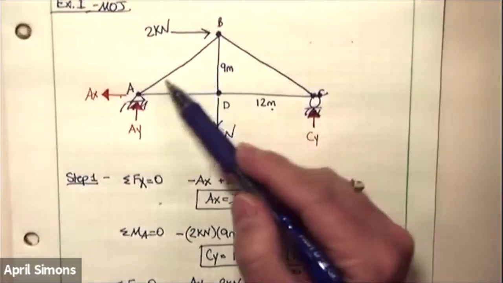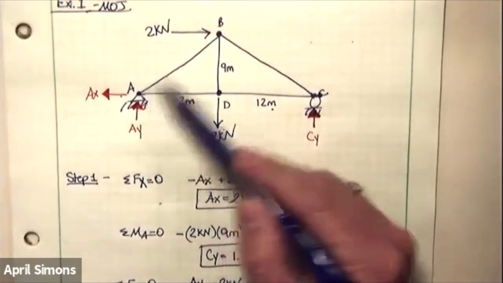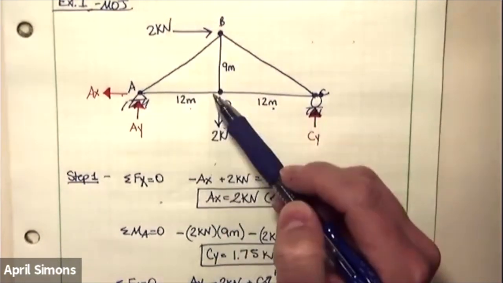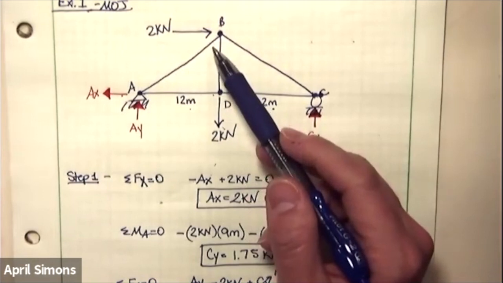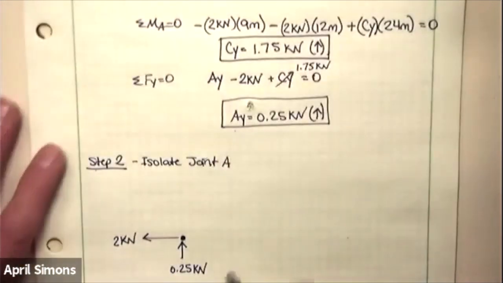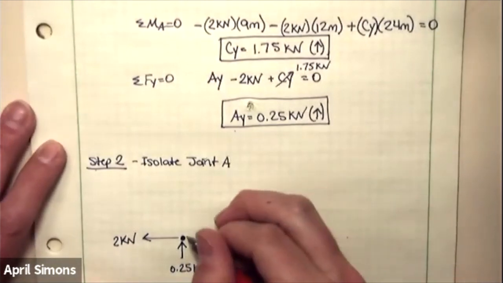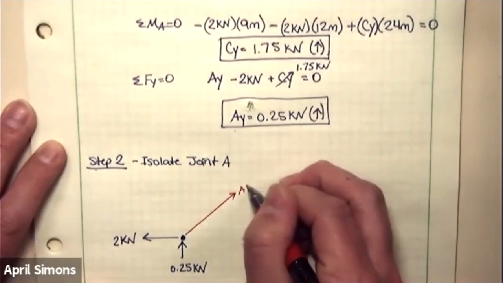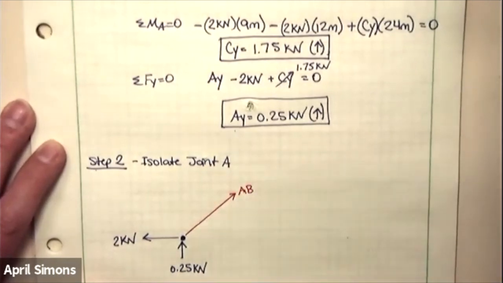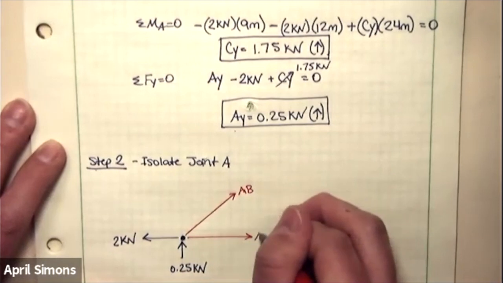Okay, next we want to draw our unknown member forces. So here we have AB and AD. And again, we want to draw those in tension. So always draw them in tension if they're unknown. So here we have AB at an angle here. We'll draw that in tension. And we have AD horizontal. We'll draw that in tension.